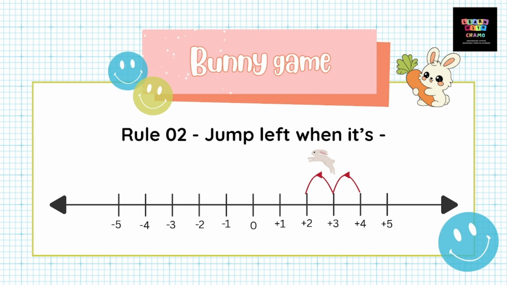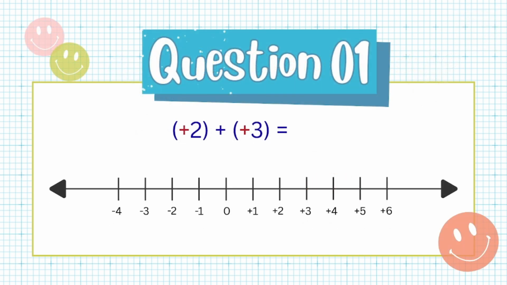Now let's move on to question number 1. If you can remember, for plus signs, what is the side? It's a right hop. For minus, it's a left hop. Okay, question number 1 shows plus 2 plus 3. The first thing you have to do is mark 0 on the number line. Then, take the first number, that is plus 2.